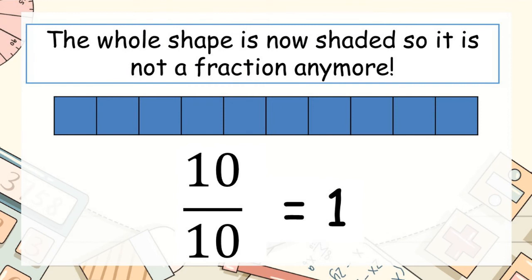But the thing about 10/10 is, it's not a fraction. Remember, a fraction is a part of a whole unit, but this is one whole unit. The full picture is coloured in, and we have all of the parts out of 10. We actually can write it as a whole number, 1. If the numerator and the denominator, that's the top and the bottom number of the fraction, are the same, it's always one whole number, 1.